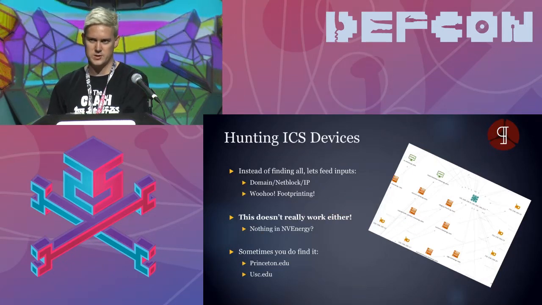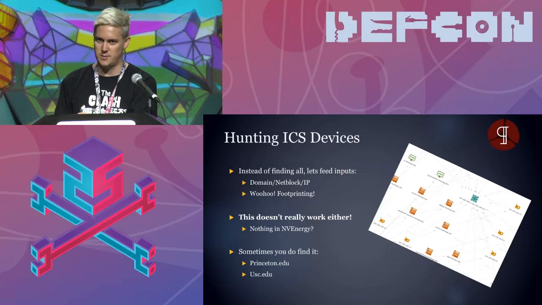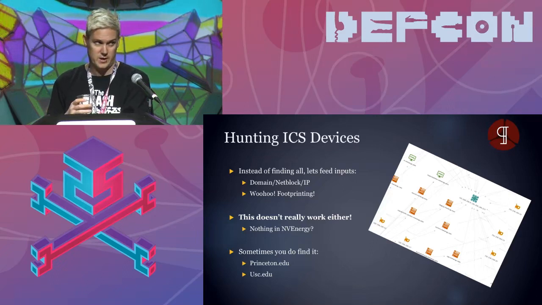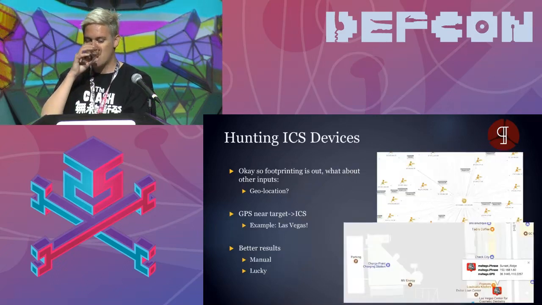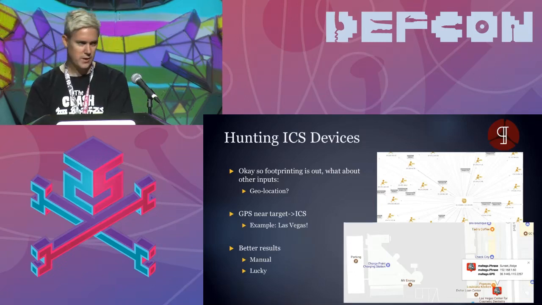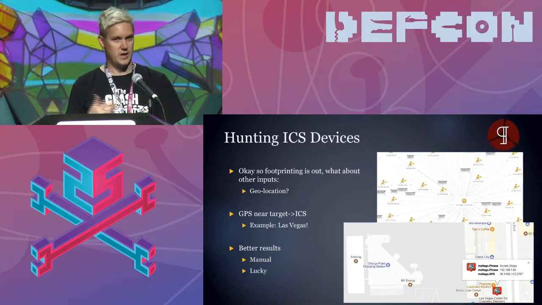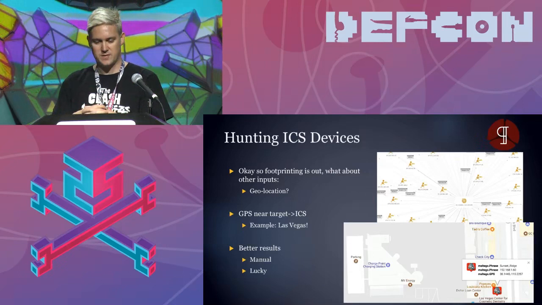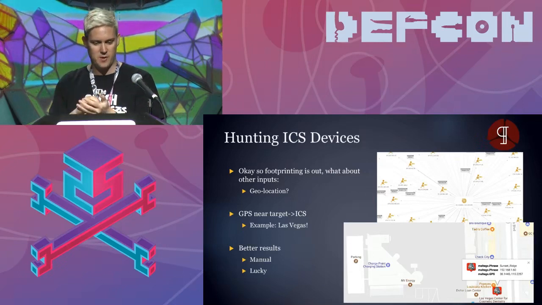So we can't do it. It's not on their network. We can't just search all ICS devices and hope that someone put in Nevada Energy, because they didn't do that either, if you're wondering. So we say, okay, what other kind of stuff can I give Shodan to say, I've got this piece of information, and I want to take it to my ICS devices with all these different things.